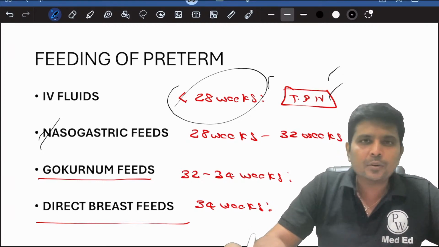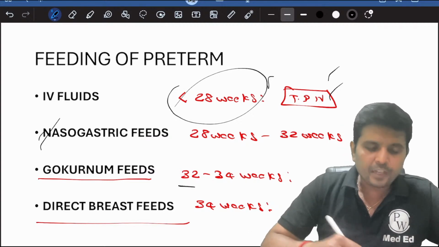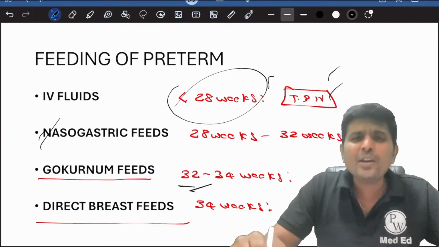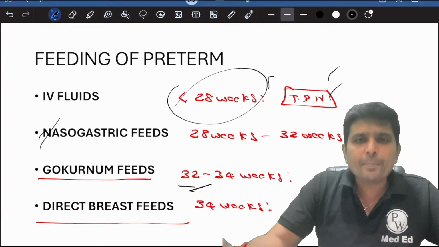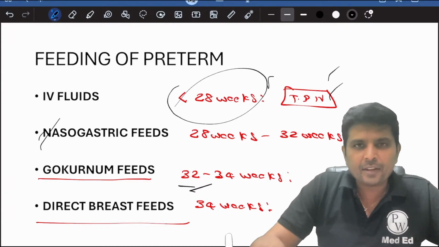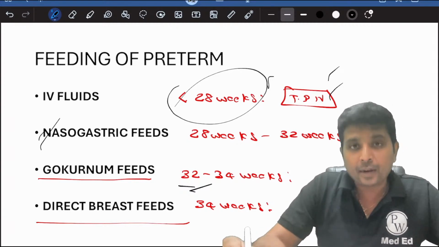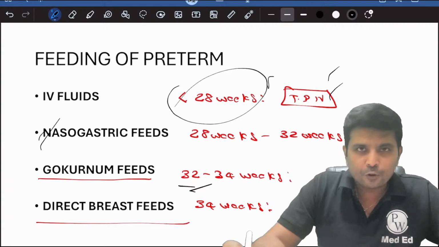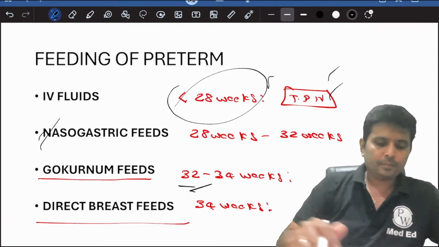And finally, the third one is Palada feed. Between 32 and 34 weeks, swallowing will be there, but sucking swallowing coordination will not be there. So you bypass sucking by giving direct Palada feed, so that the child can take Palada feeds between 32 and 34 weeks. And finally, by about 34 weeks, sucking swallowing coordination will occur, so you can give direct breast milk.